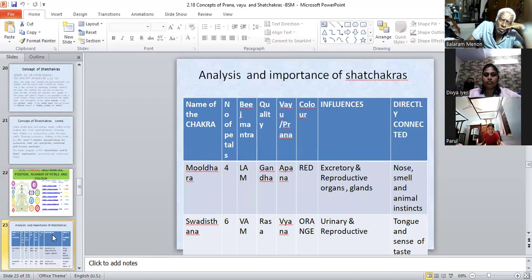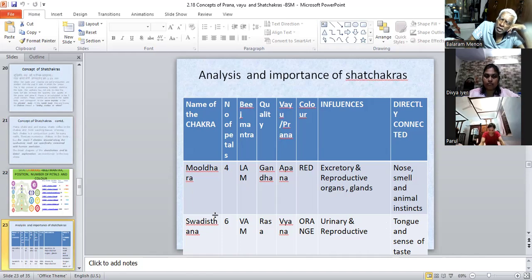Now, Muladhara chakra, Bija Mantra, Lam. What is the quality? Gandha, smell. Vayu, Apana Vayu, because it is in the lower part. Color is red. Influences the excretory and reproductive organs and the glands. Directly connected with nose, smell, and animal instincts.